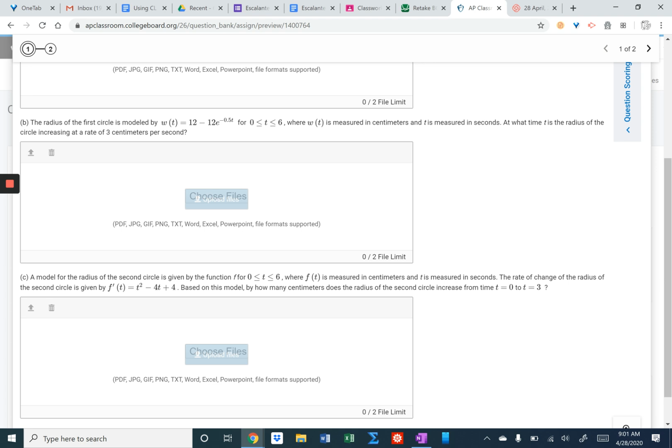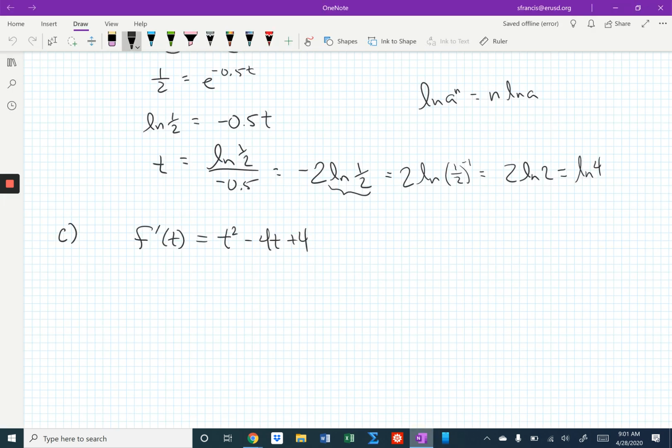Since we're just looking for an increase, we're looking for a change in the radius, or the net change in the radius. So we just have to write an integral for this. We write the integral from 0 to 3 of t squared minus 4t plus 4, then we'll get our net change and we'll get our answer.